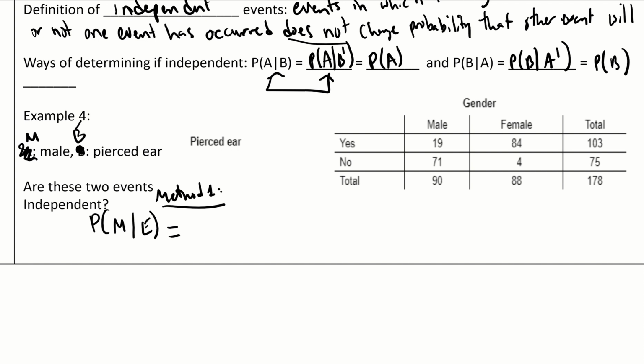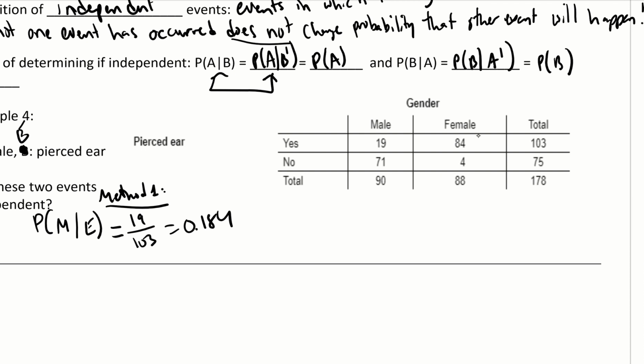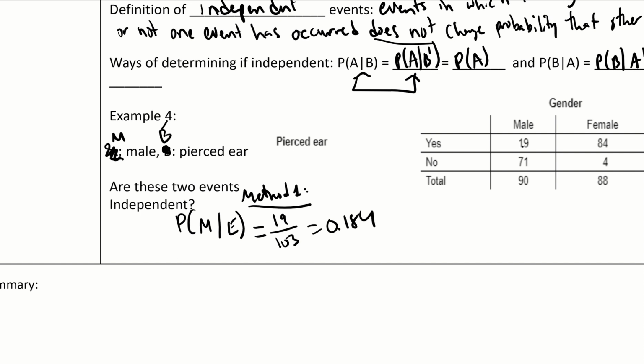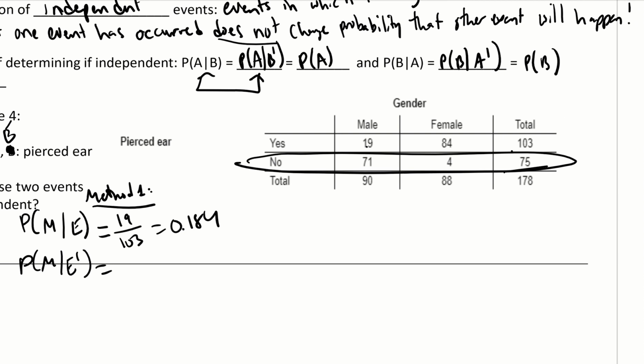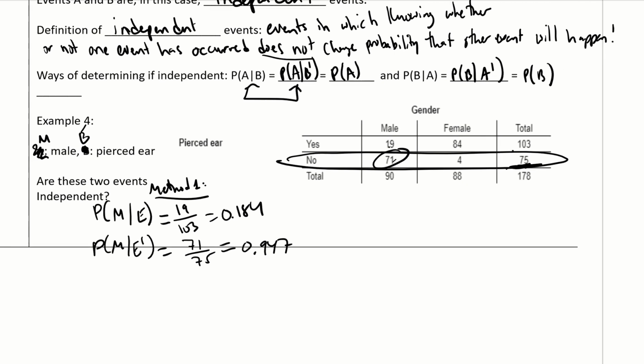So the probability of male given pierced ear, we did that earlier, is 19 over 103. And again, that was given that they said yes to the pierced ear, what's the probability that they're male? So 19 out of 103. And then the probability of male given not pierced ear. So let's look at the not pierced ear. Well, that's 75. Out of those people, 71 were male, and that's 0.947.